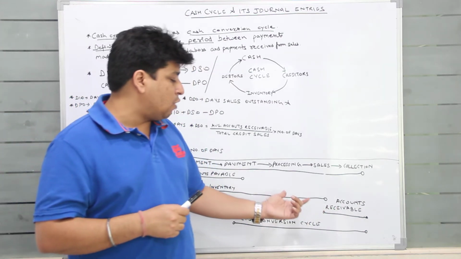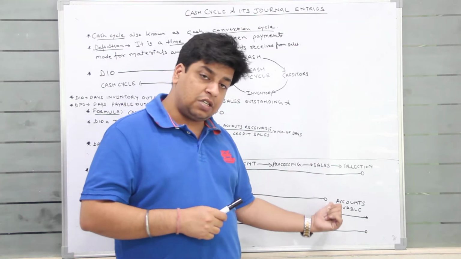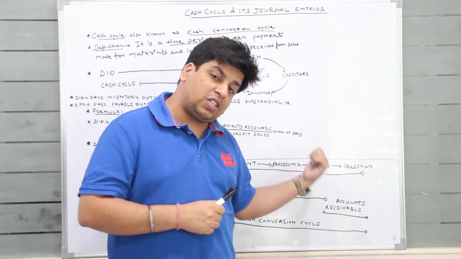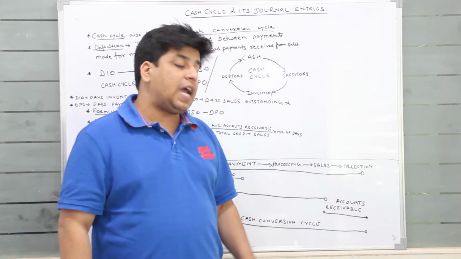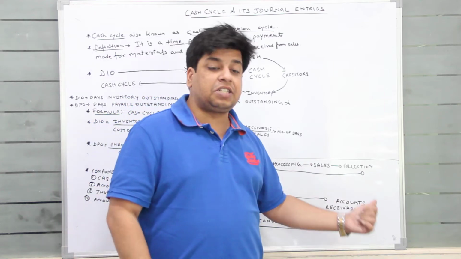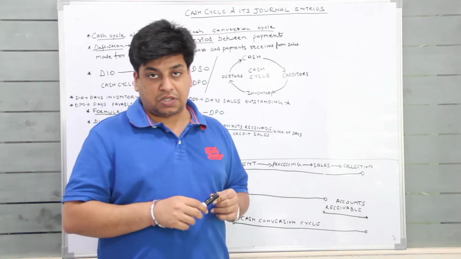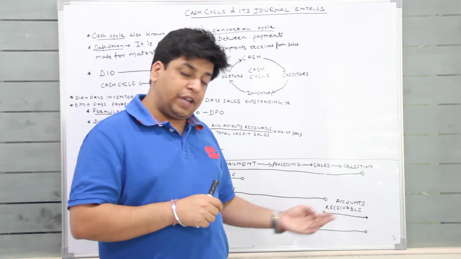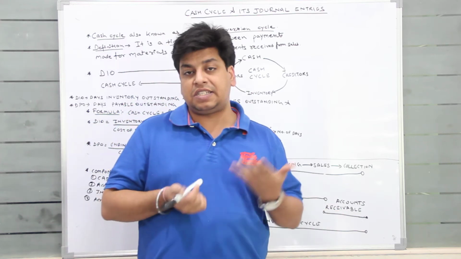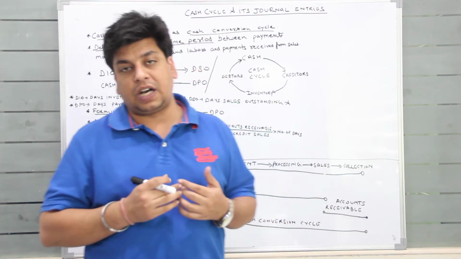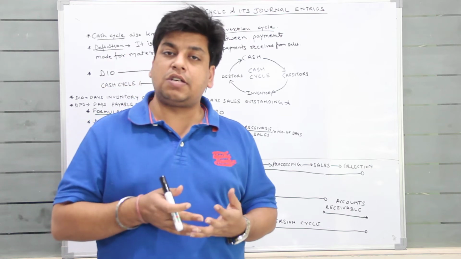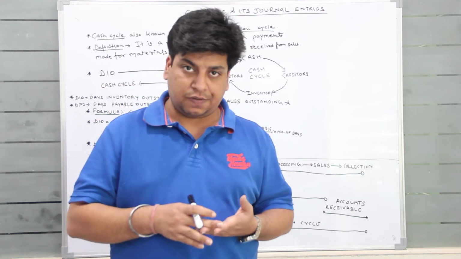Now third would be accounts receivable. It will start when we are making sales on credit to our customers and will end when we are collecting money from our customers. Because the definition of accounts receivable says it is the money to be collected from the customers for the goods and services sold on credit.